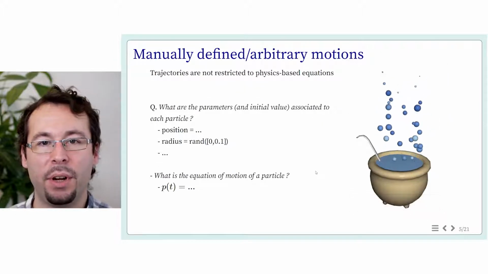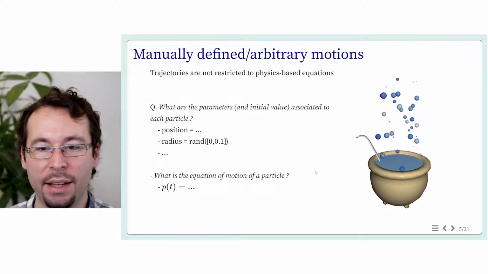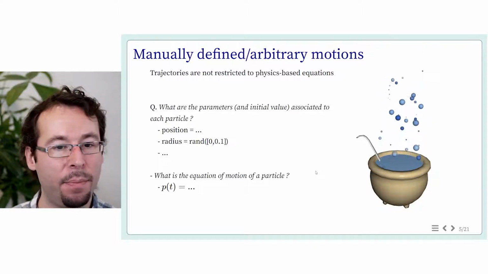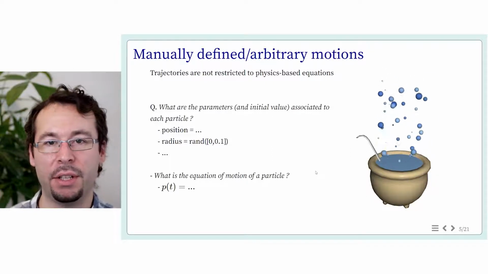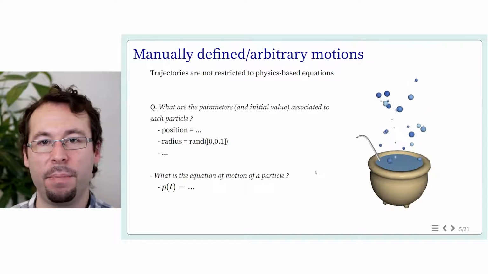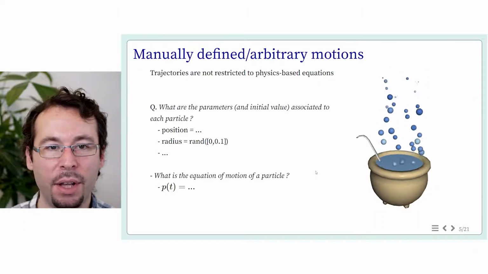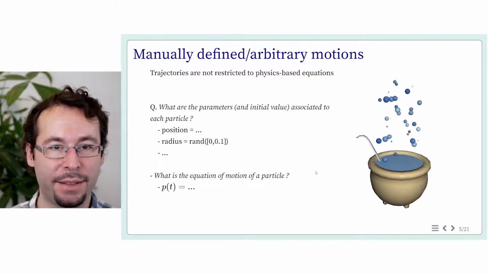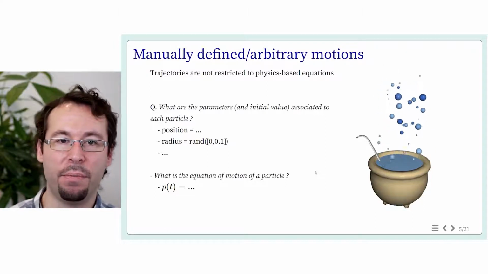So this is another example, and in this case, the trajectories are defined using arbitrary motion, not necessarily related to physics. So here is another set of questions. What are the parameters that are used and the type of initial values that we need to attach to each particle? It can be the initial position, for instance, the radius of the particle, which seems obviously to be a uniform random value within a small interval, and we may also need other parameters that you have to guess. And the second question is, finally, what is the equation of motion of this particle?